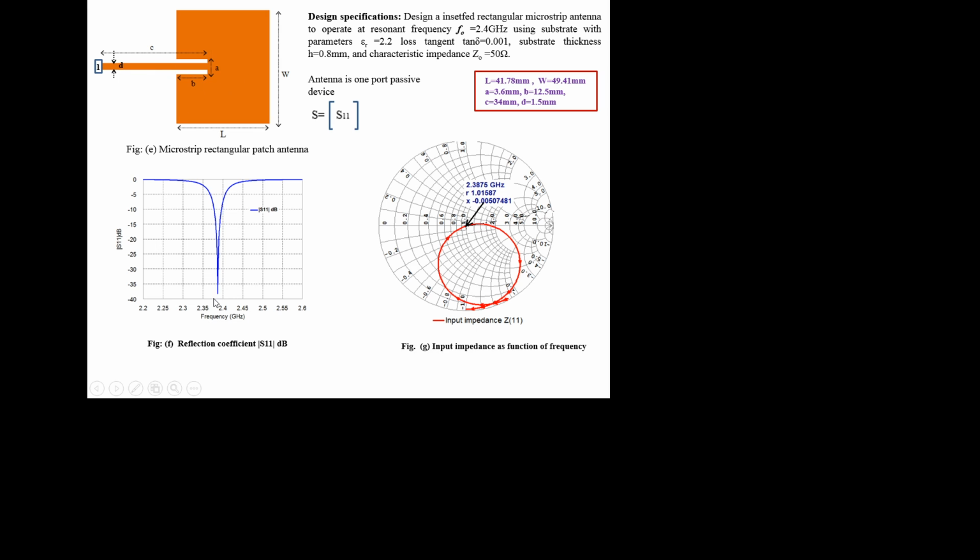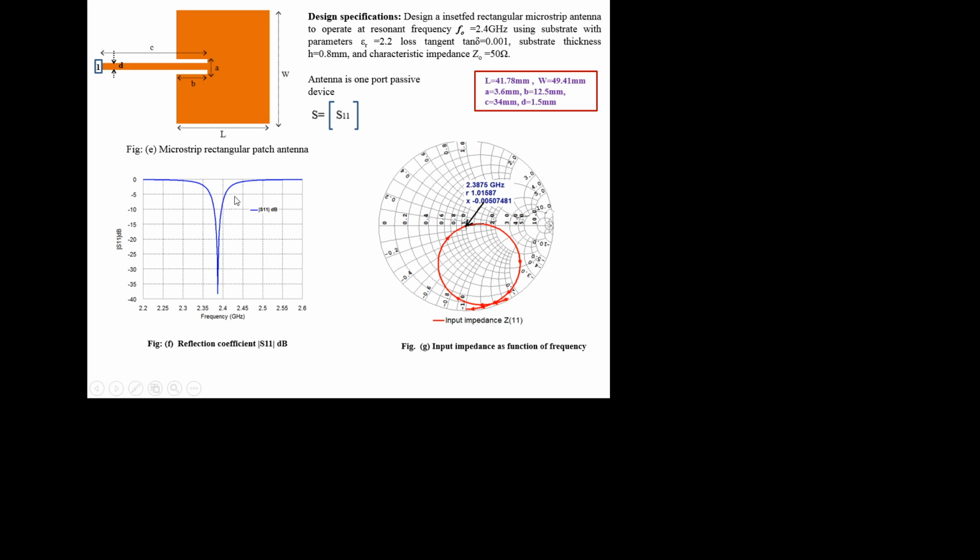So we are resonating at 2.4 gigahertz. We have to see the S11 above and below the resonant frequency, so we are plotting from 2.2 gigahertz to 2.6 gigahertz. We can see what happens to the reflection above and below the resonant frequency. At the resonant frequency, reflection is very little, and above it starts increasing like this, and below also the reflection starts increasing.